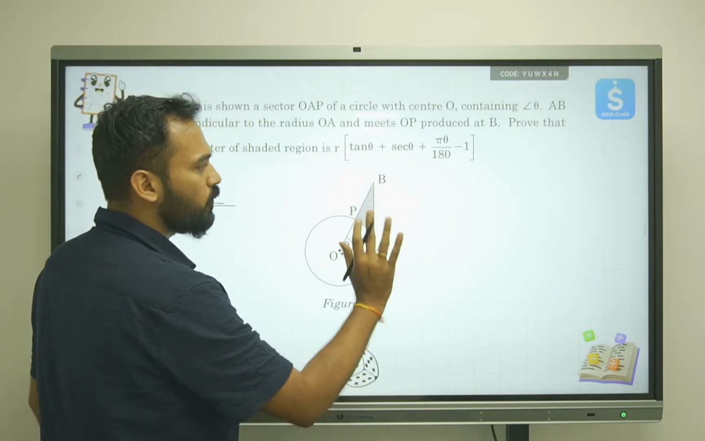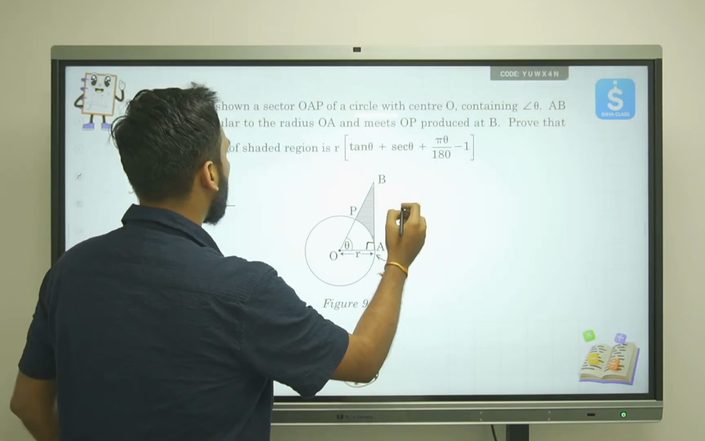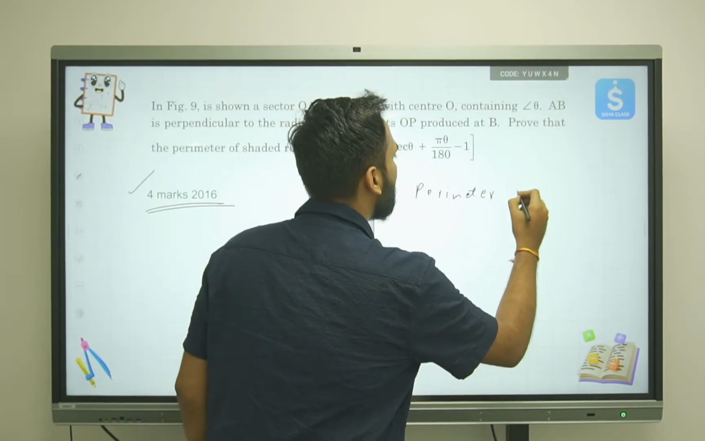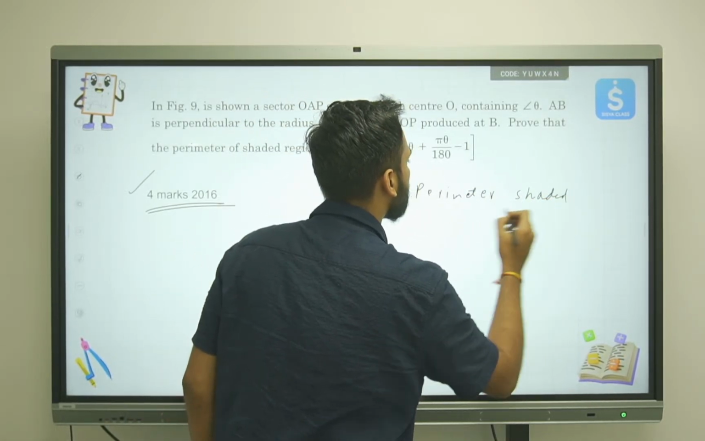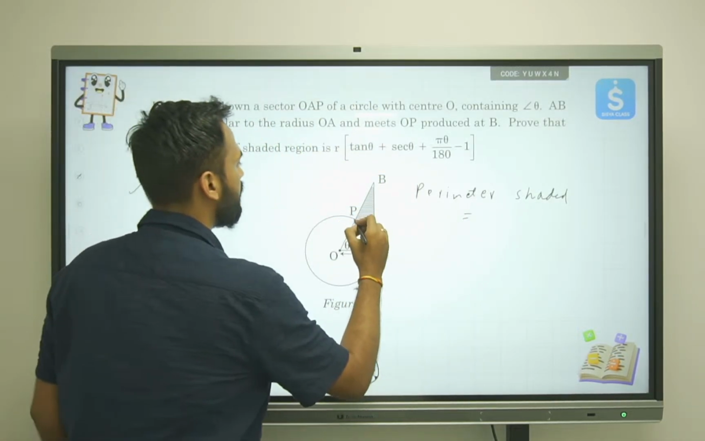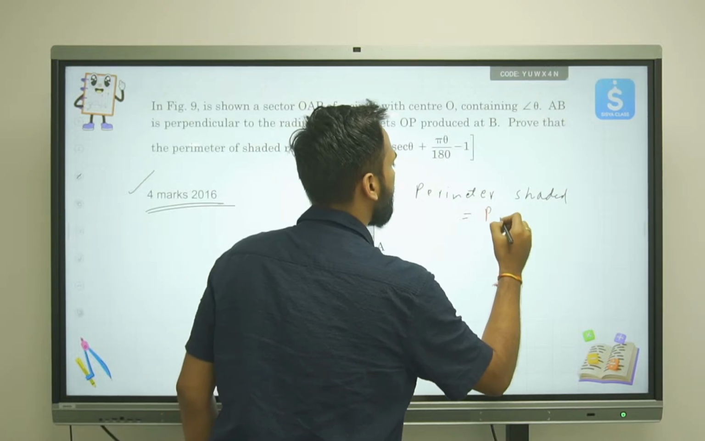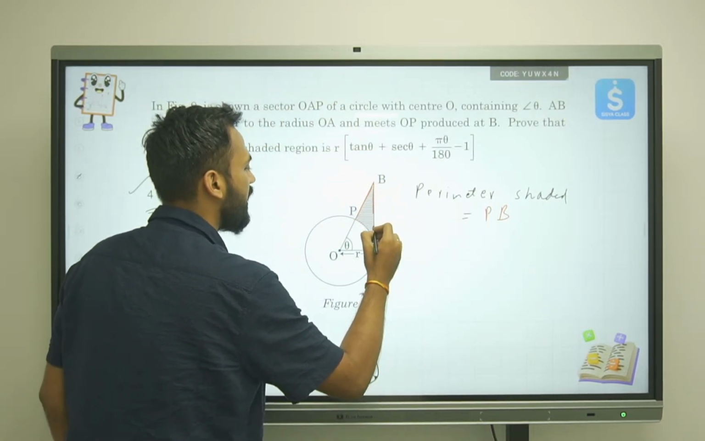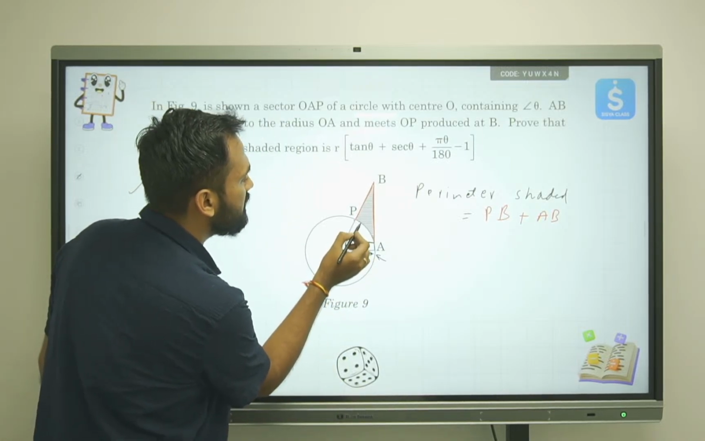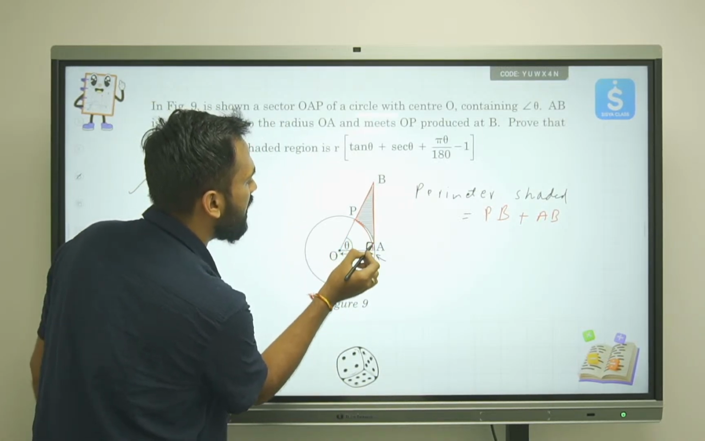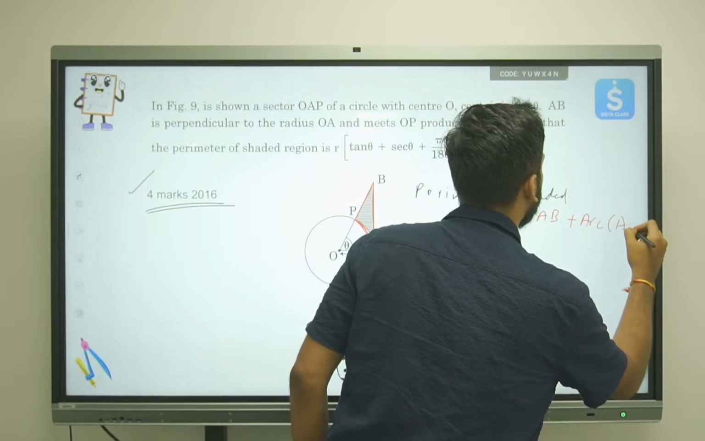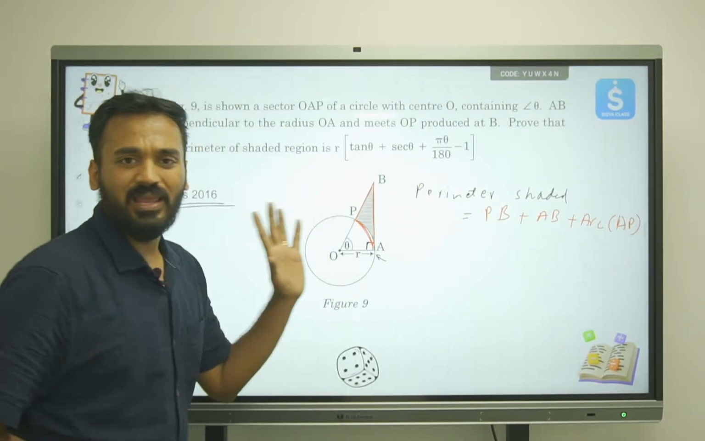We need to find out what we need to find out. We need to find out the perimeter of shaded region. What will be perimeter of shaded region? It will include this PB plus this AB plus this arc length, arc AP also we have to add.